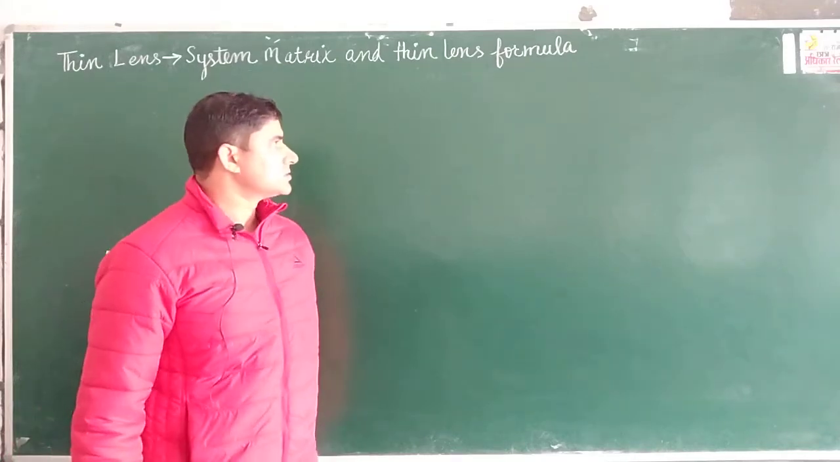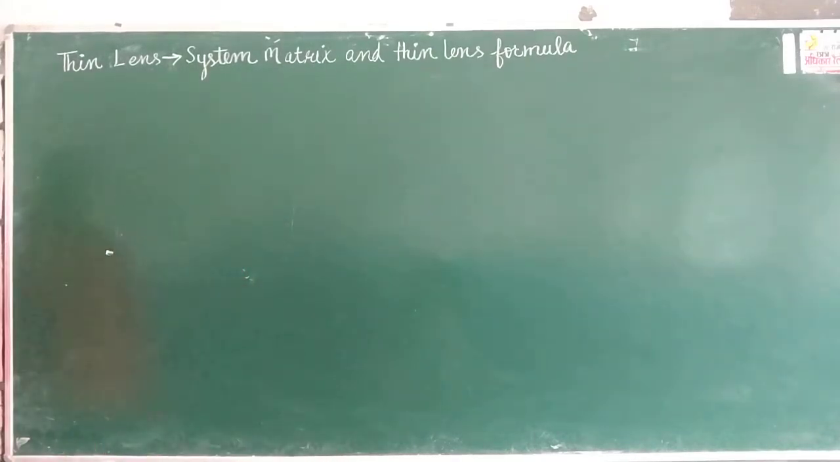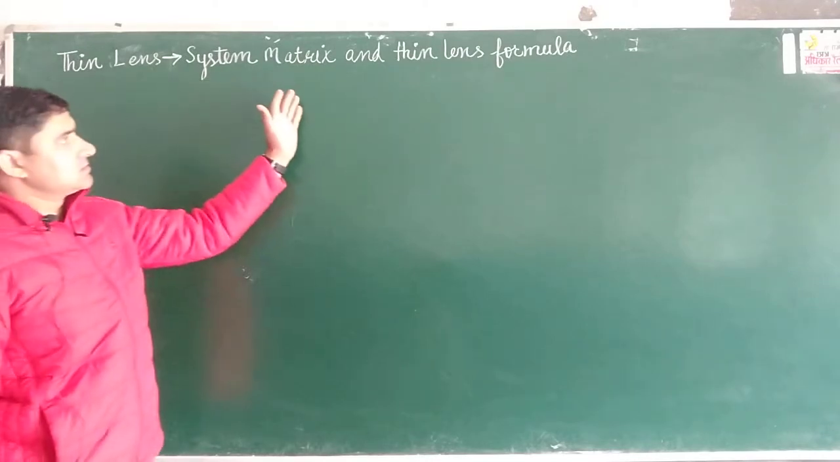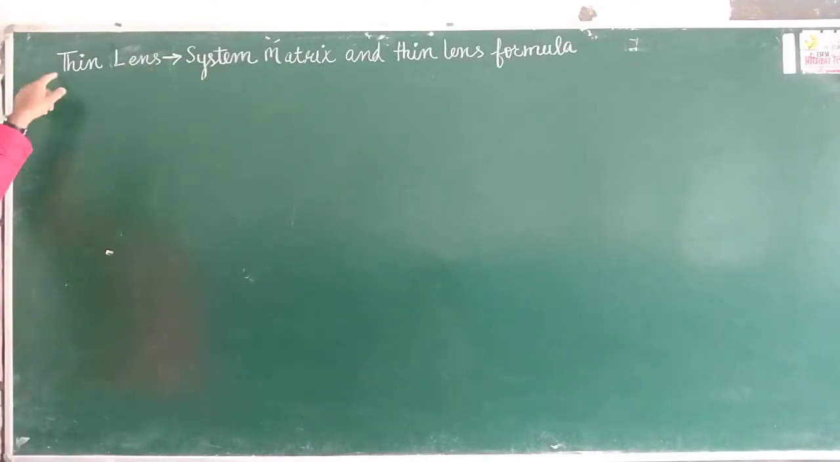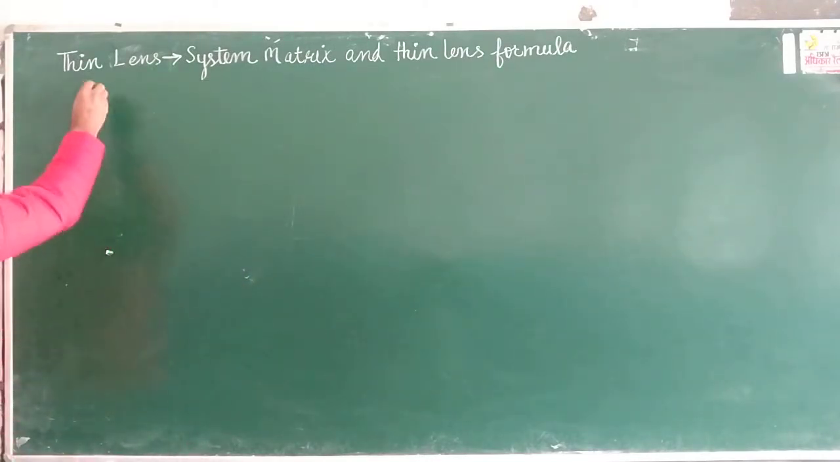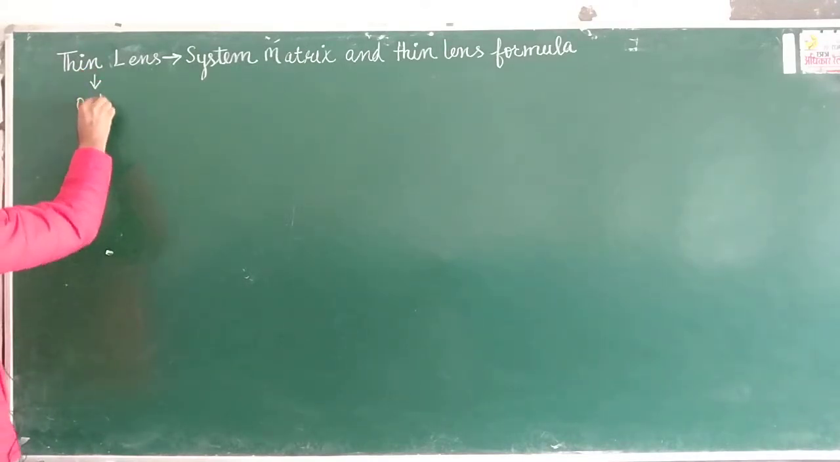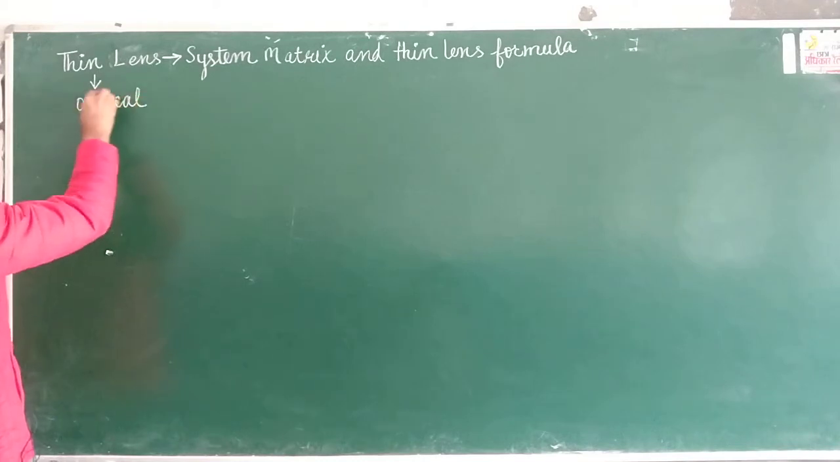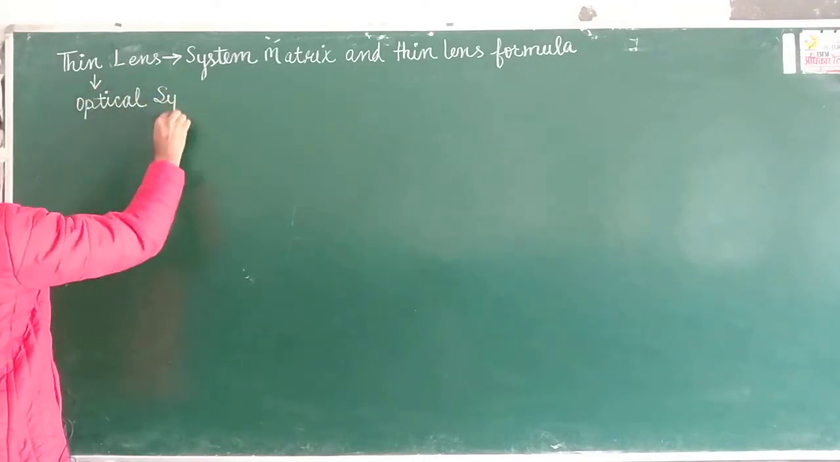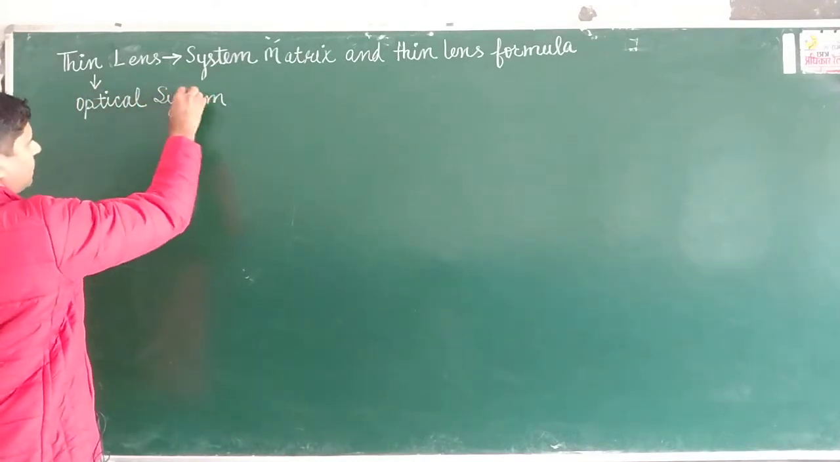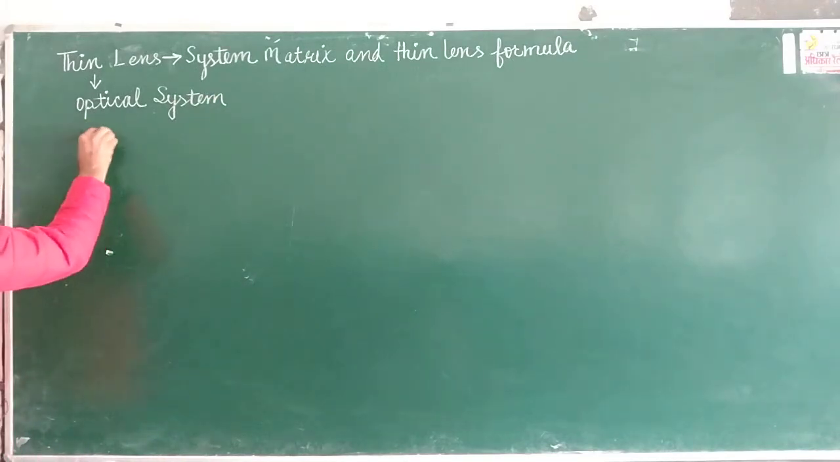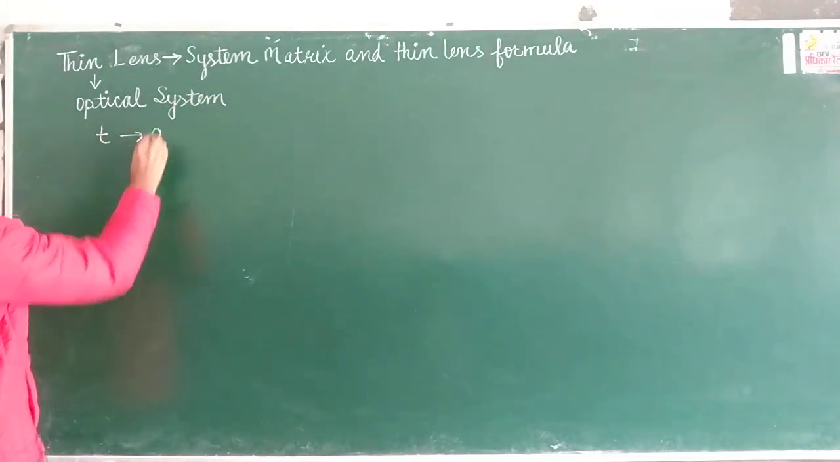Good morning, students. Today we will discuss system matrix and lens formula for thin lens. Okay, so here the optical system will be thin lens. This is our optical system. Ideally, we assume that the thickness of the lens is 0.